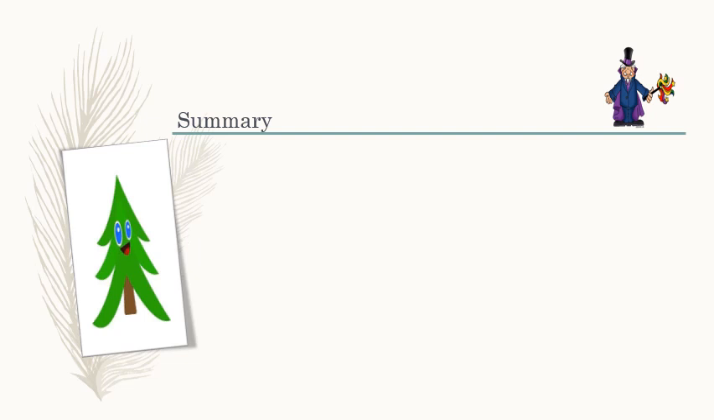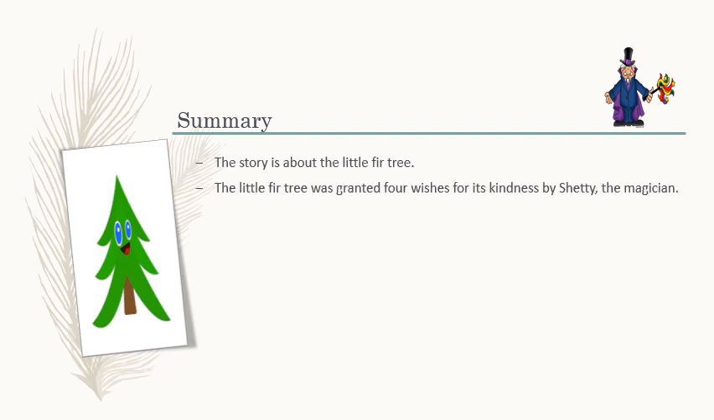So who is the story about? The story The Little Fir Tree is about the little fir tree. What happens in the story? The little fir tree was granted 4 wishes for its kindness by Shetty the magician.